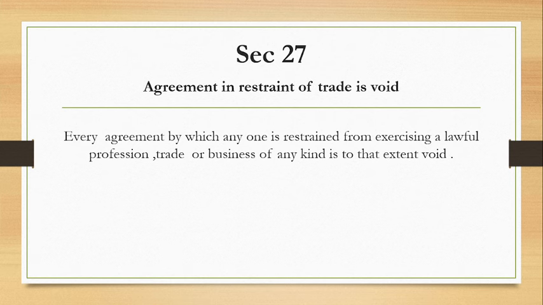Section 27. Agreement in restraint of trade is void. Again, you cannot do agreement with any person so that person does not do that profession, occupation or trade. Every agreement by which anyone is restrained from exercising a lawful profession, trade or business of any kind is to that extent void.